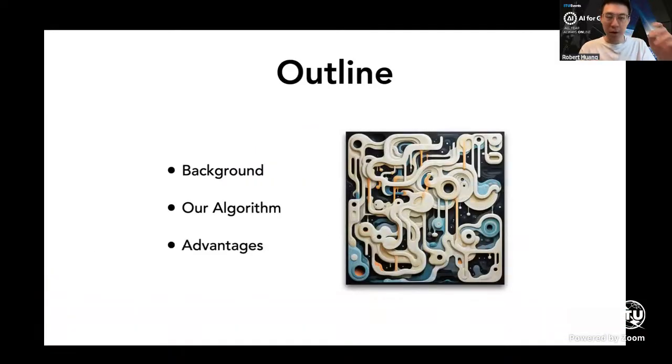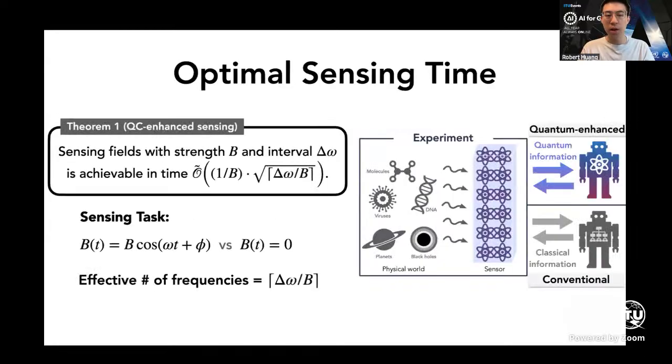So now let's look at what advantages we can get. So that's the algorithm. It uses a quantum computer in a very essential way in order to detect a classical field. So what are the advantages we can get?